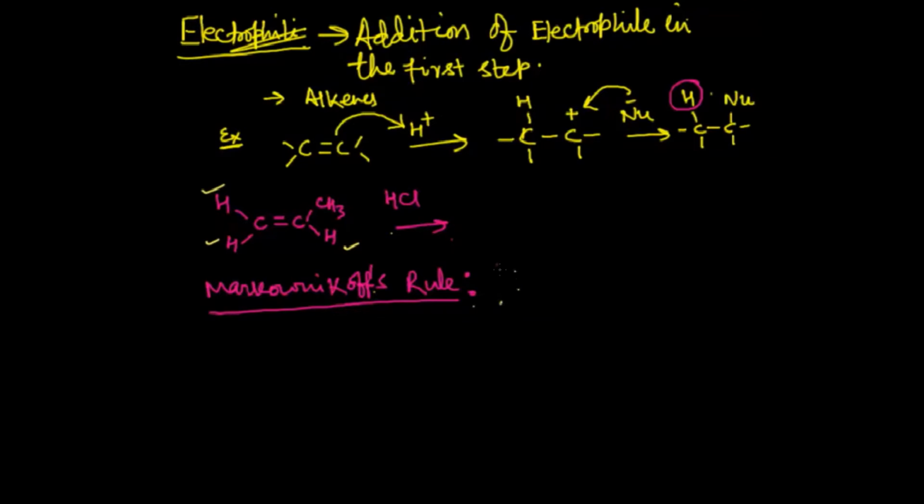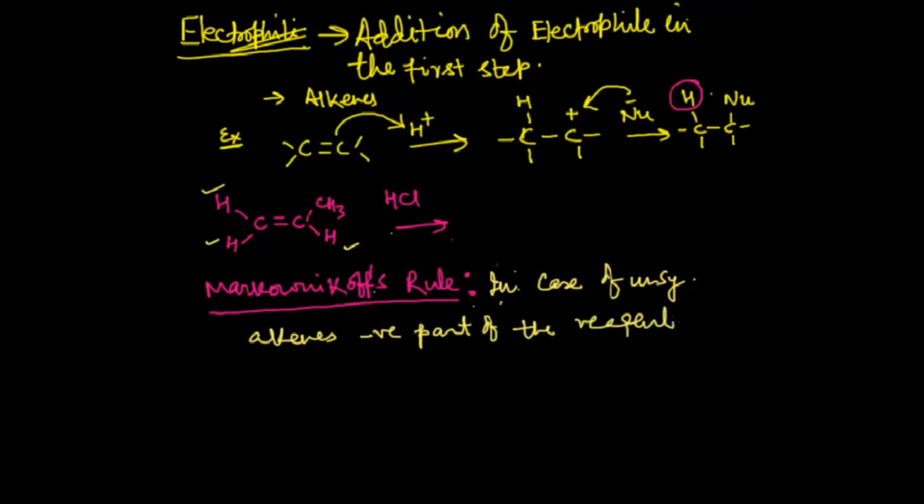So according to this rule, in case of unsymmetrical alkenes, the negative part of the reagent gets attached to the most stable carbocation.